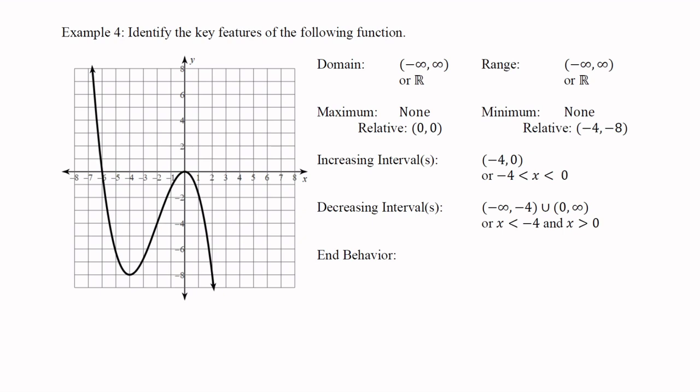Our end behavior, we're going to start on the right side. As x approaches infinity, since the arrow is pointing down, f of x goes to negative infinity. And as x approaches negative infinity on the left, f of x is pointing up, so we're going to infinity.